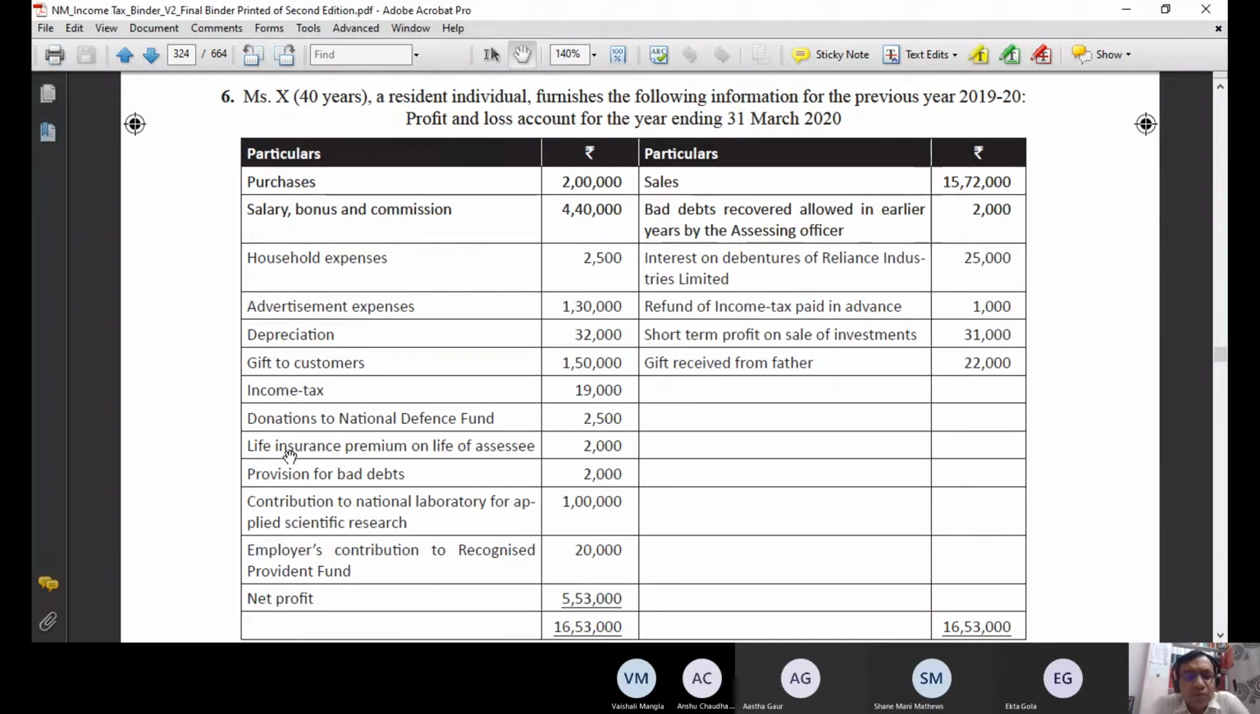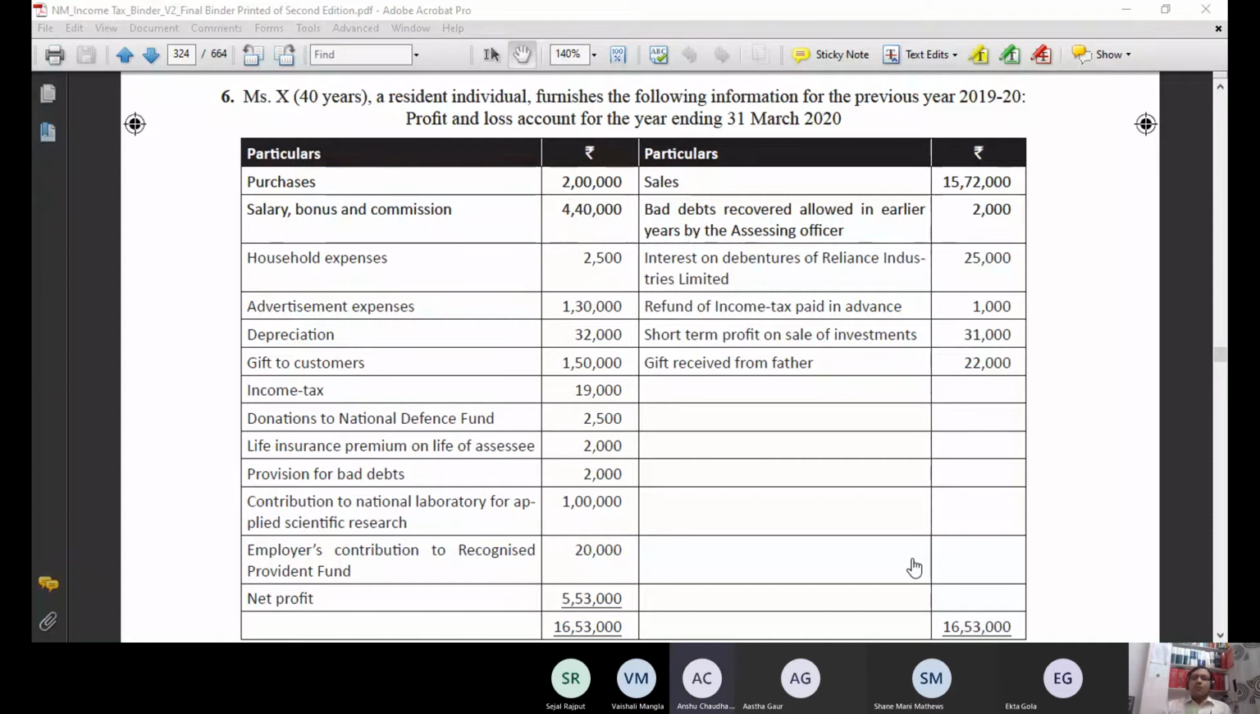Life insurance premium on life of assessee. Can you tell me the treatment of this point? Life insurance premium on life of assessee. Can you tell me the treatment? Anyone who can tell me? Is it correctly shown on the debit side? This is the first question. Is it correctly shown on the debit side?